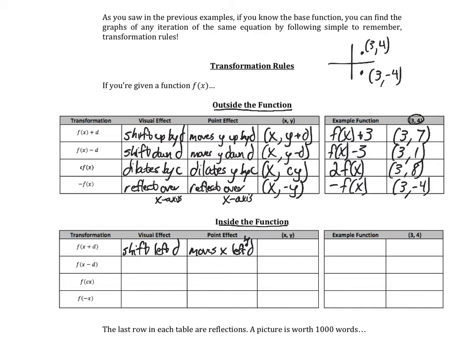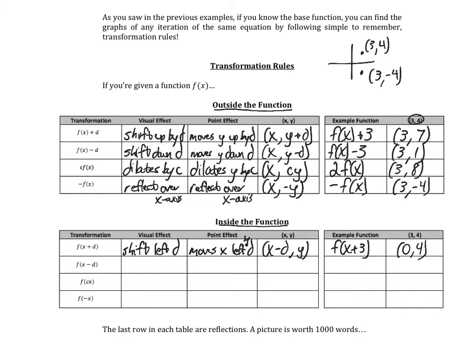So what happens to the point x, y? Well, if we want to move it left, we actually have to subtract numbers. So it's going to be x minus d, comma y. So for example, if I have the function f of x plus 3, okay, and I subtract 3 from the x value, 3 minus 3 is 0, so my new point becomes 0, 4.